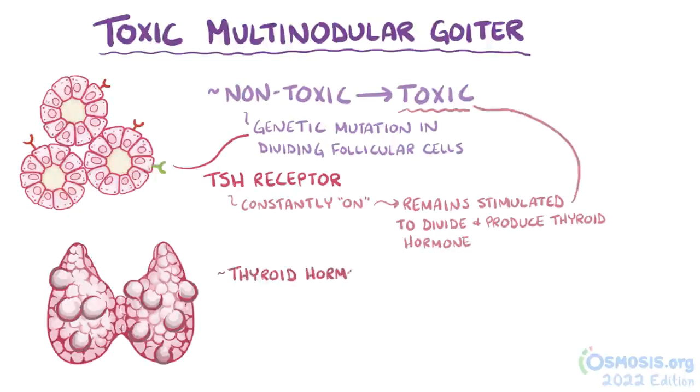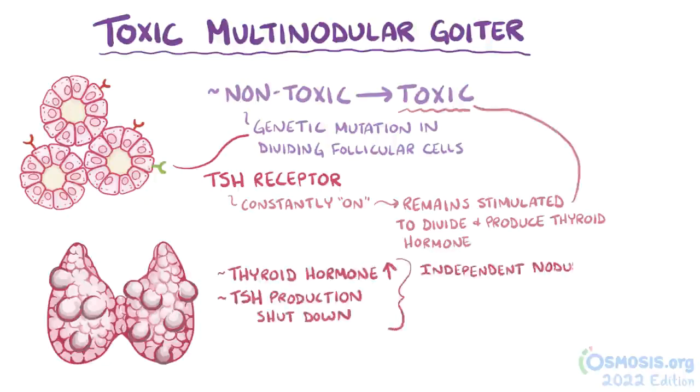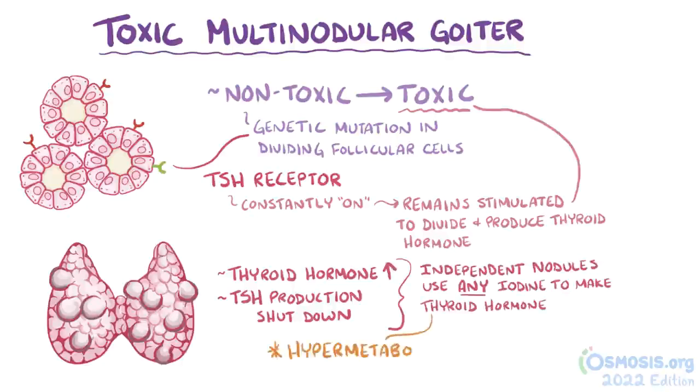Even when thyroid hormone levels rise and TSH production shuts down, these independent nodules use any available iodine to make thyroid hormone, well beyond what the body wants or needs. The result is that cells across the body are in a state of hypermetabolism, where cellular reactions are constantly happening at a faster pace than normal.